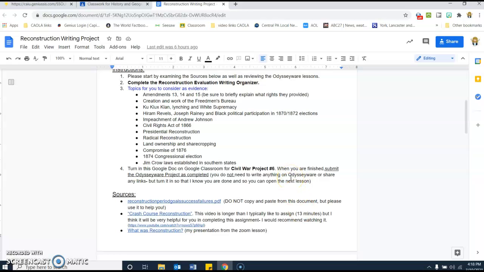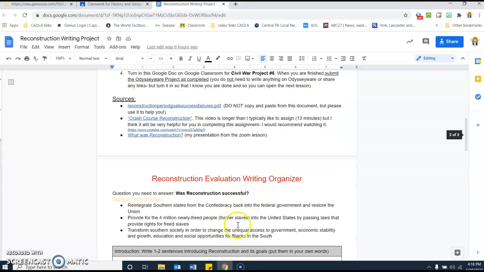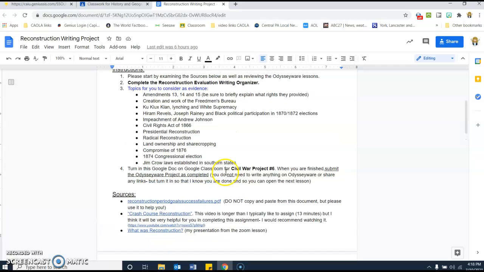What you really are completing for this assignment is the organizer, which follows. And you'll see that up here in the instructions, I have completing the organizer. In blue here are topics that you should consider. Do you need to include every single one of these? No, not necessarily. Will you probably include most of them? I'm guessing probably. All right. So these are just some things for you to think about. You'll notice they are going to correspond with your sources. And then you'll just turn this Google Doc in on Google Classroom.